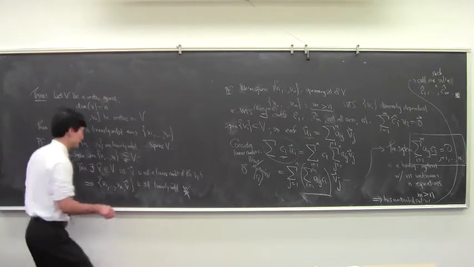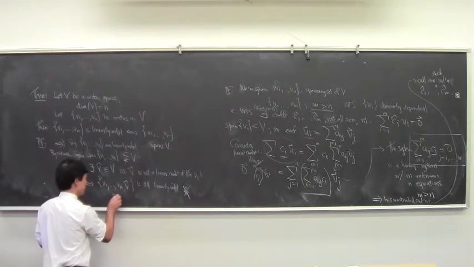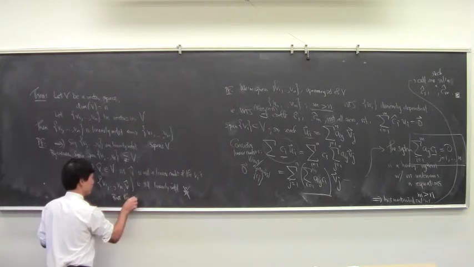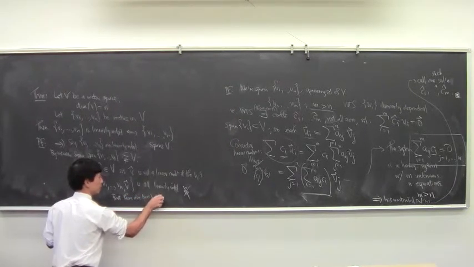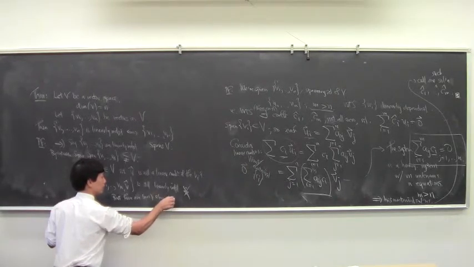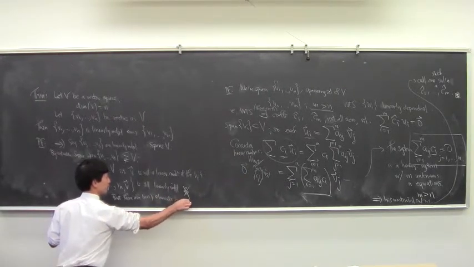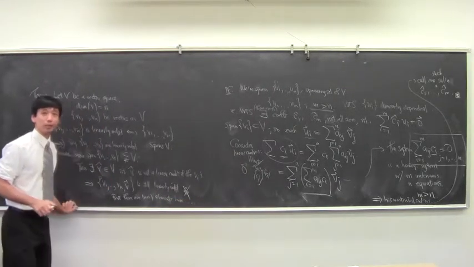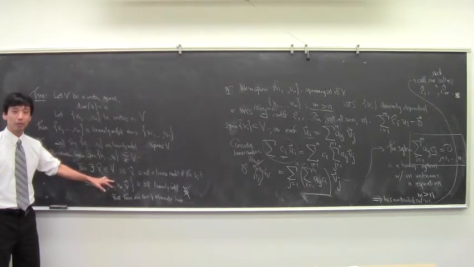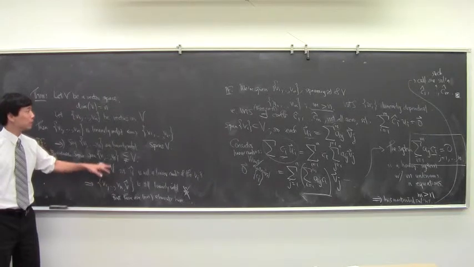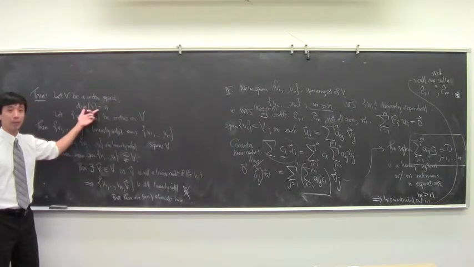So you say, but there are n plus 1 elements here, right? And so that leads to a contradiction, because you end up with a linearly independent set with more elements than spanning sets.